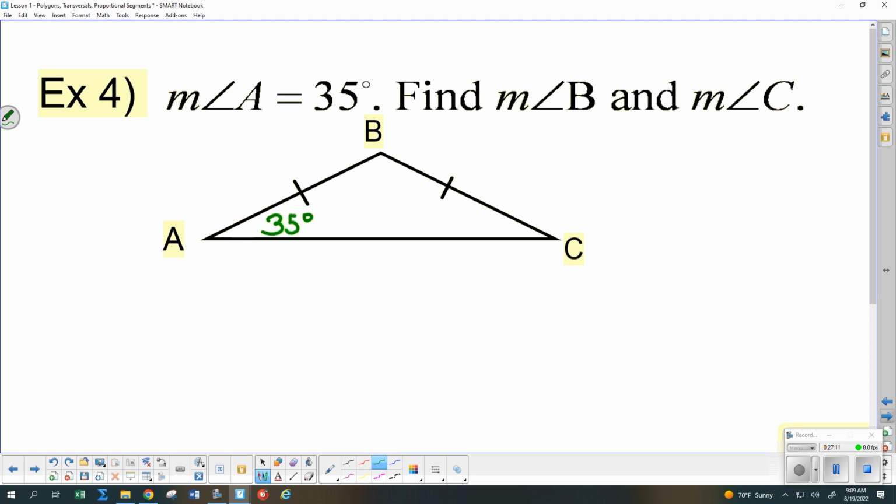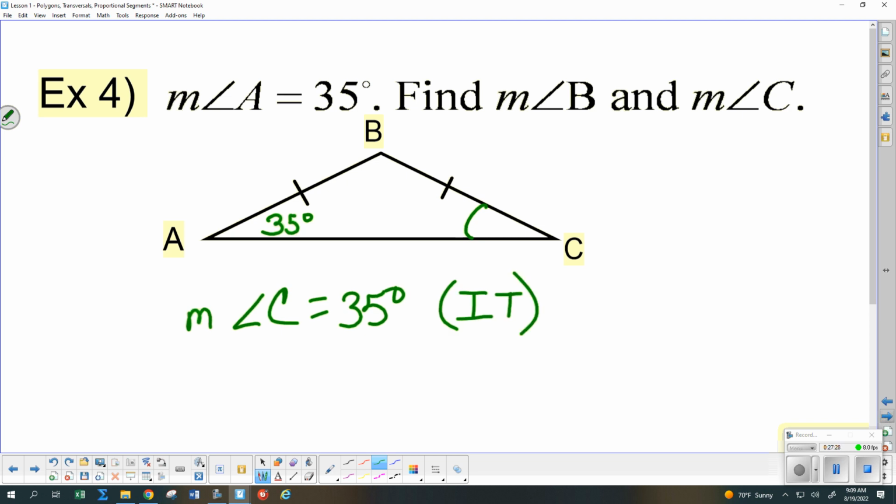Allison? So it means A and C are the same number of degrees. So the measure of angle C is 35 degrees. And that's because we had an isosceles triangle. Now that I know both of those angles are 35, how do I get the measure of angle B? We did it before on the last problem.